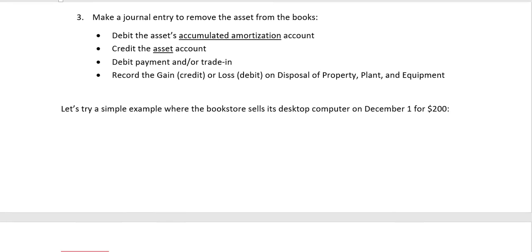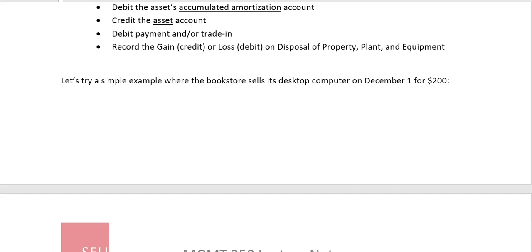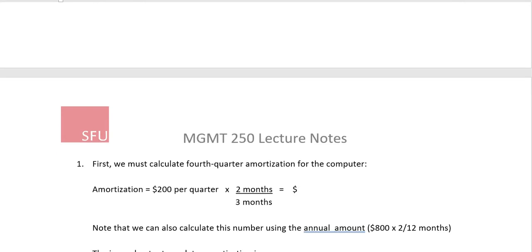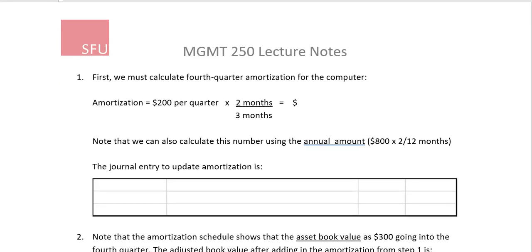Let's try a simple example where the bookstore sells its desktop computer on December 1st for $200. So if you recall, we bought this computer on January 1st. We were planning to use it until December 31st for 1 year. We sold it a month early. We sold it for $200 on December 1st. So we were amortizing on a quarterly basis and our rate was $200 per quarter.